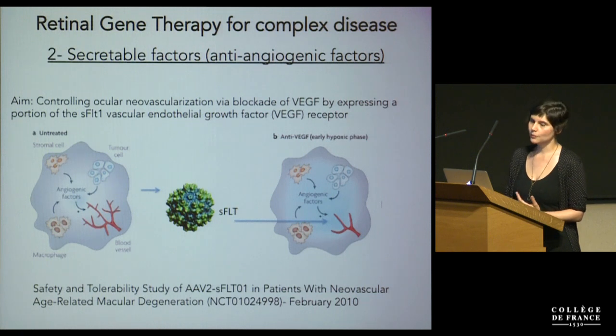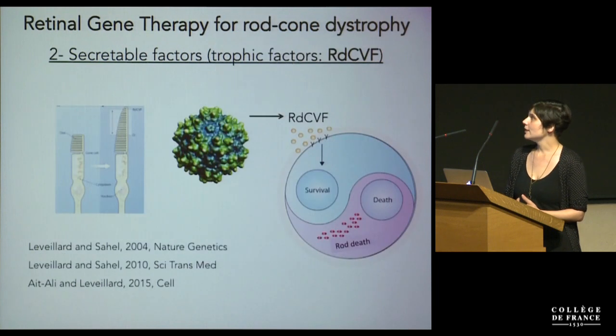So now this is more or less a wrap up on what is in the clinic already. Now I will switch gears and go to what is coming up very soon, hopefully, in form of mutation-independent therapy. So a next approach is again a secretable factor, which is very precious to us at the Vision Institute, which we would really like to see come to the clinic in the next few years.